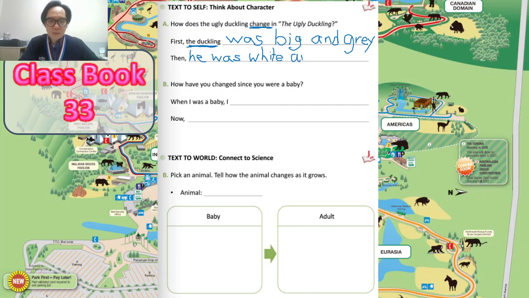Well, we should put one more thing. What word can tell us how the duckling looked? Well, how does a duckling look? Is he still a duckling? No, he's not a duckling anymore. What is he now? He's a swan. So he was white and, well, how does a swan look? A swan looks, well, it's pretty.